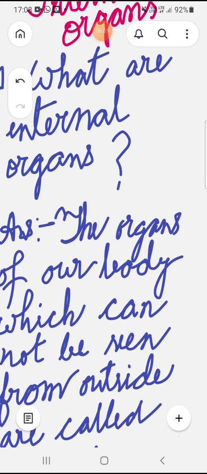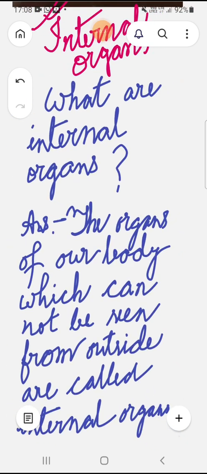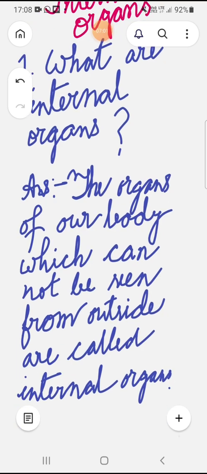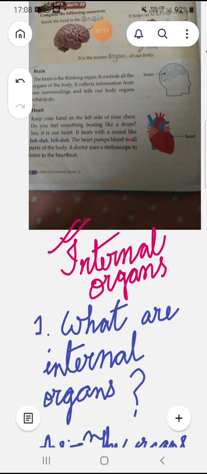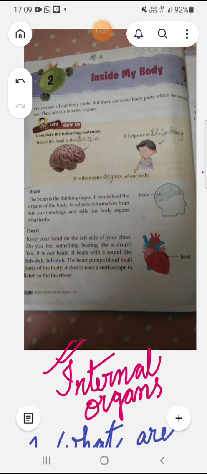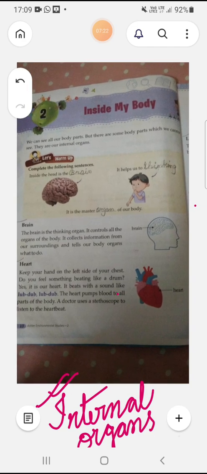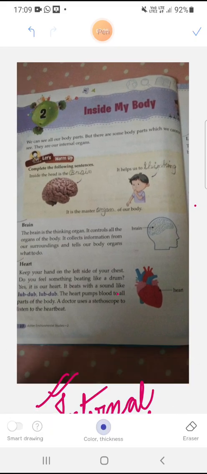Please write down this: What are internal organs? The organs of our body which cannot be seen from outside are called internal organs. So internal organs cannot be seen from outside. For example, see what is given here: we can see all our body parts, but there are some body parts which we cannot see. They are our internal organs. So we have learned what our internal organs are.